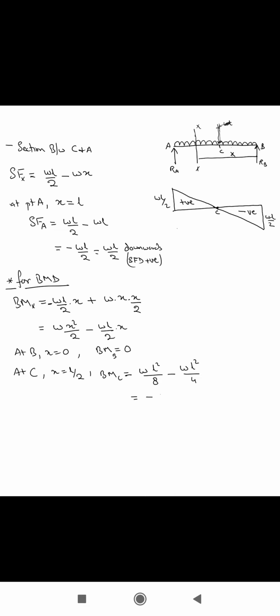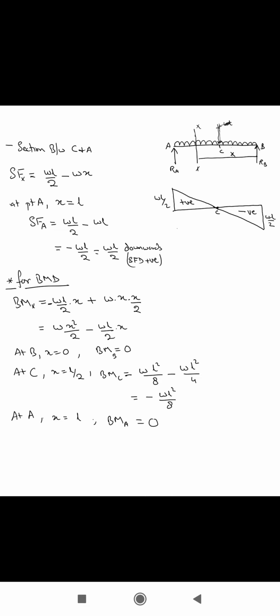So if we open up this, we get minus WL square by 8, right? And if we go at point A, then we have X is equal to L. If X is equal to L, bending moment at A, if we put this in the equation, so WL square by 2 minus WL square by 2, it's cancelled, 0, right?